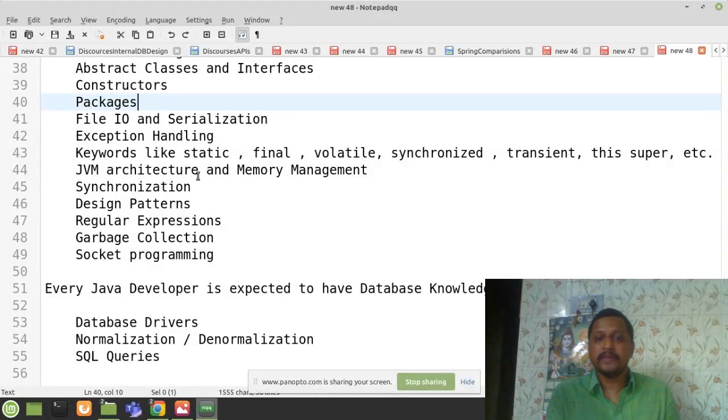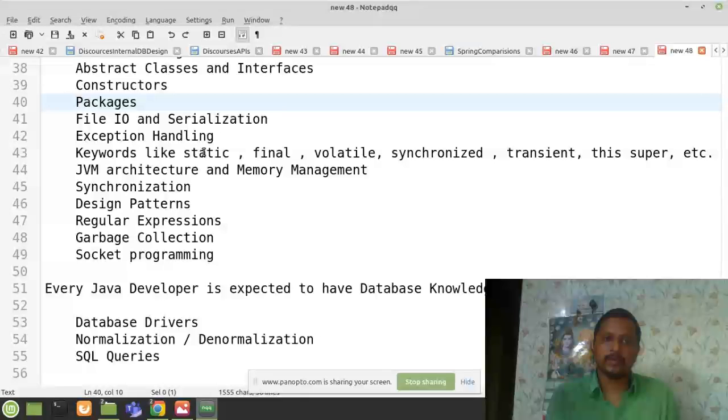And also every developer is expected to have database knowledge. So I included that also, and I would like to explain the database driver. What are the database drivers? If you are using Postgres, what is the driver? What are the drivers we need to include for designing at the Java endpoint or any other endpoint?